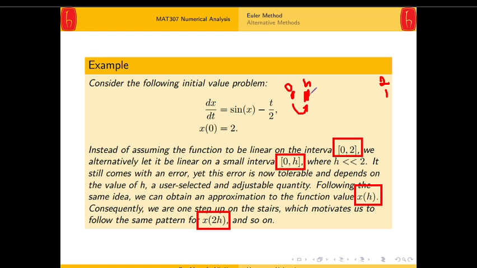Okay, so if we have the solution at this point, which is something that we have just found, we can jump to the function value at 2h. Then we can follow the same pattern, and following this pattern we can obtain the value of the function at 3h using the function values at 2h. So this will basically move us to get this point and obtain the function value at t equal to 2. Okay, so this is the idea.